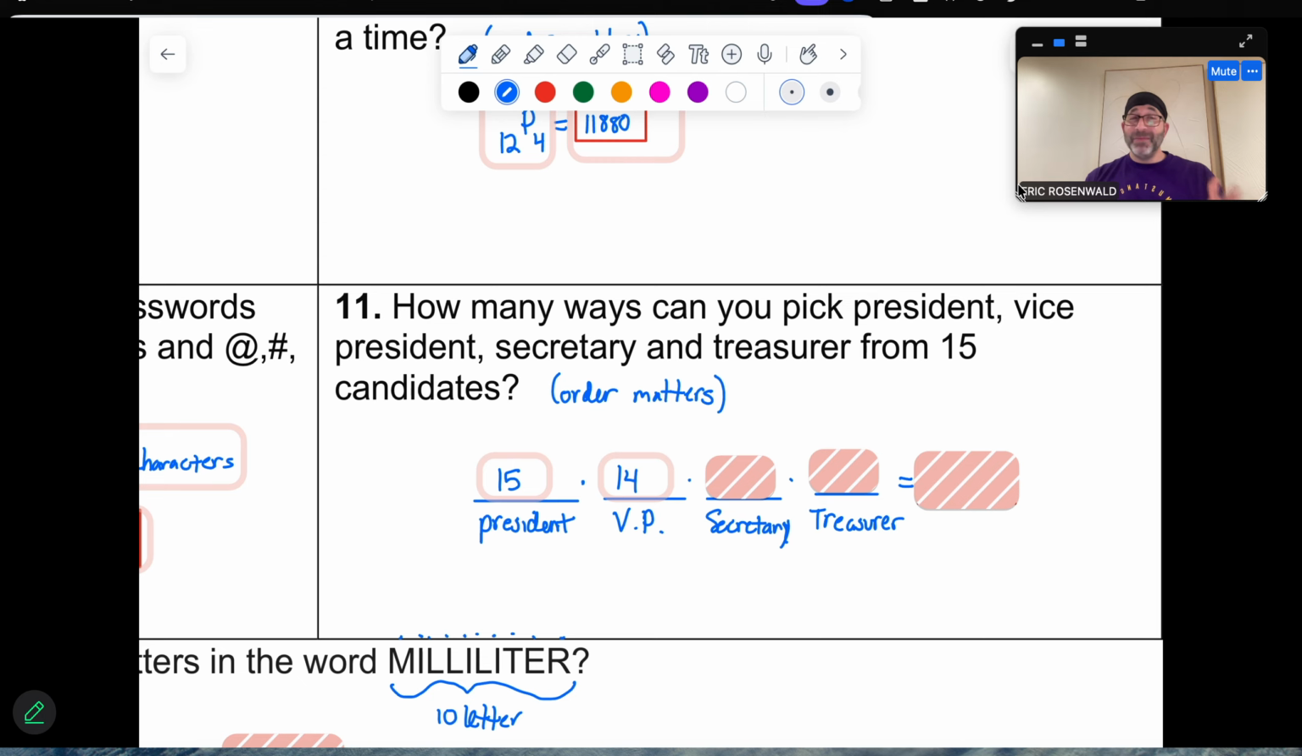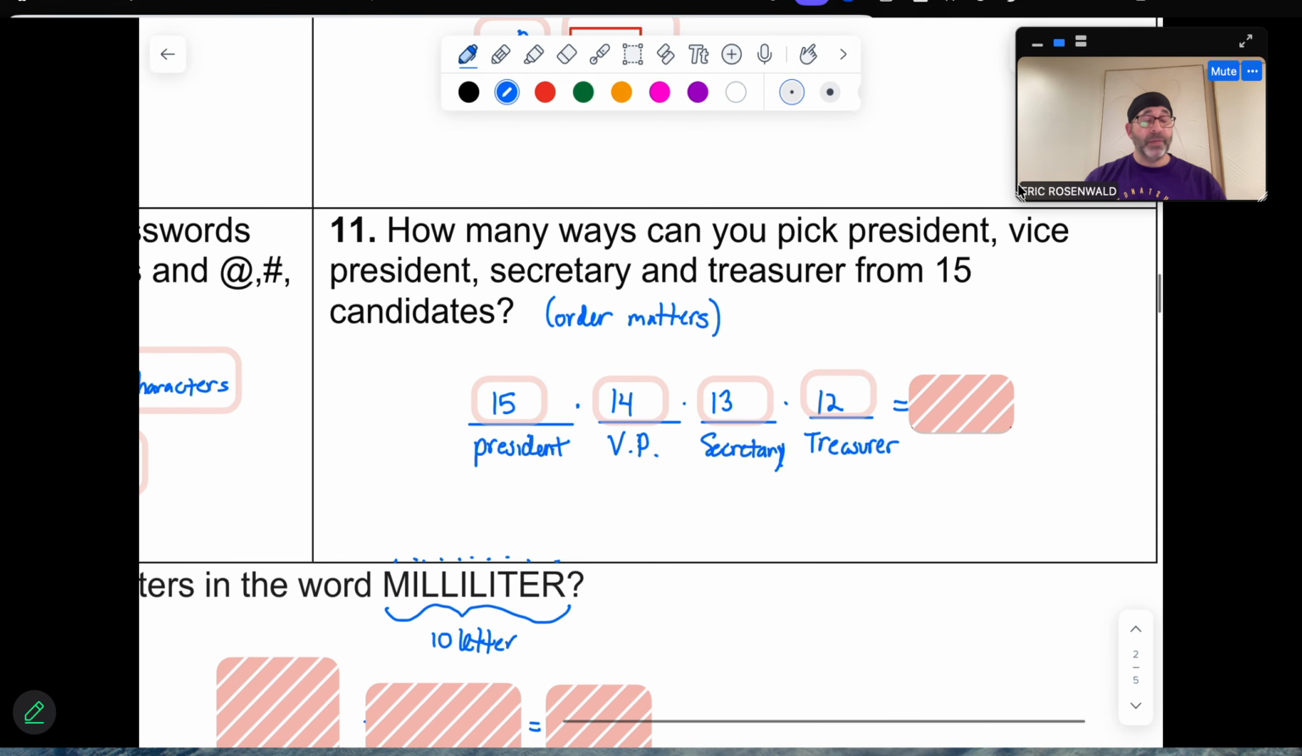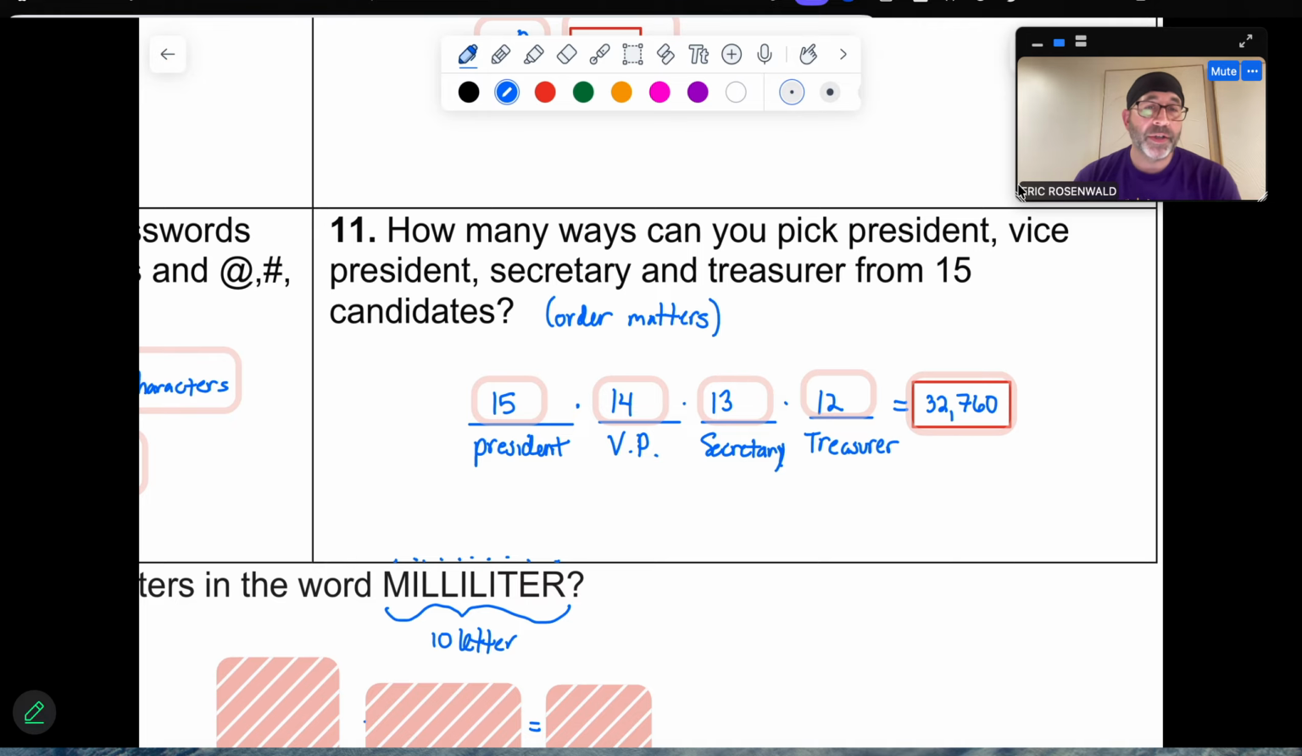So if we had 15 people, one's the president, one's the vice president. Now there's only 13 people that could be the secretary. And then 12 people that could be the treasurer. So there's going to be a total of 32,760 ways that we can choose those 4 positions if there are 15 people.